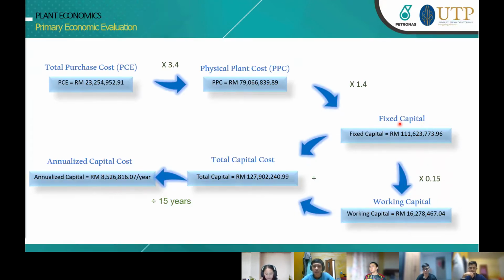Thank you, Terry. The total purchase cost for all equipment is estimated at 23.25 million. The physical plant cost, which is 3.4 times the total purchase cost, is estimated at 79 million. The fixed capital cost, which is 1.4 times the physical plant cost, is calculated to be 111 million. The working capital, which is 50% of the fixed capital, is 16.3 million. Overall, the calculated total capital cost is 127.9 million with annualized cost of 8.5 million per year for 15 years.